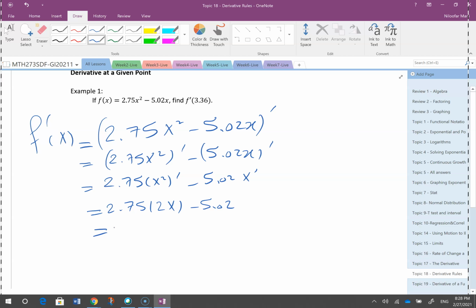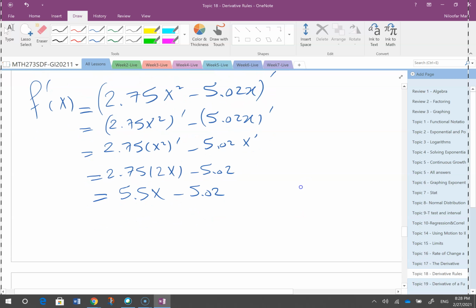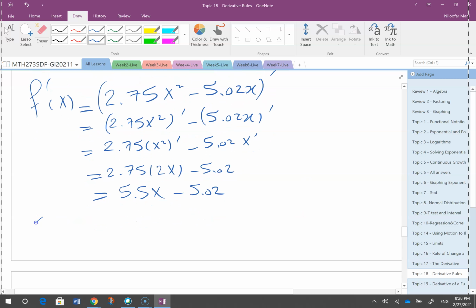Okay, so 2.75, yeah, okay, so it's 5.5 times x minus that. Then it says substitute. So find that number here. Okay, it is this one. So f prime at this point, the point is 3.36.